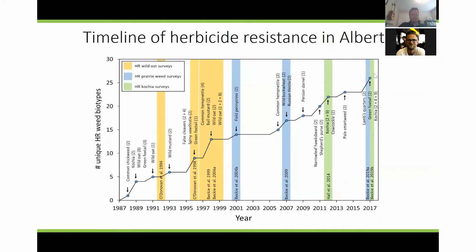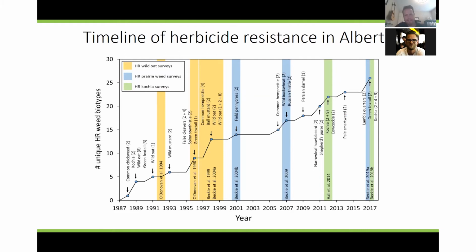So this figure here is showing the discovery of unique herbicide-resistant weed biotypes in Alberta over time. Starting in 1988 with common chickweed, followed closely by kochia, both resistant to the ALS inhibitors or group 2 herbicides. Shortly thereafter, we have an era of grass weed resistance, in wild oat and green foxtail. And then followed by almost a decade and a half of new resistant biotypes, mostly broadleaf weeds resistant to group 2 herbicides, up until recently, where we had glyphosate resistance discovered in kochia, initially discovered in 2011, and then the subsequent survey shown in 2012.